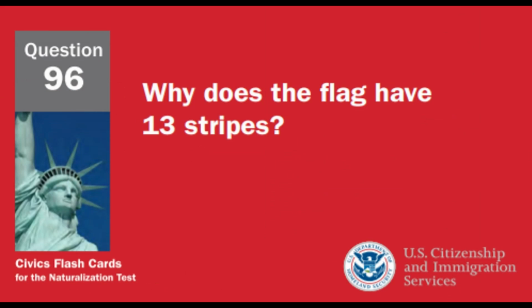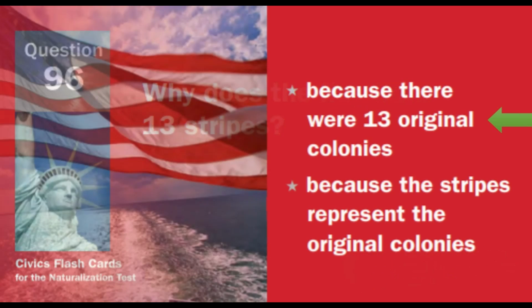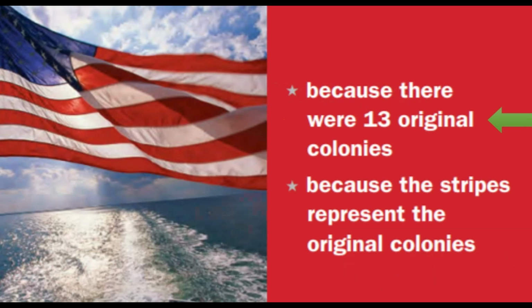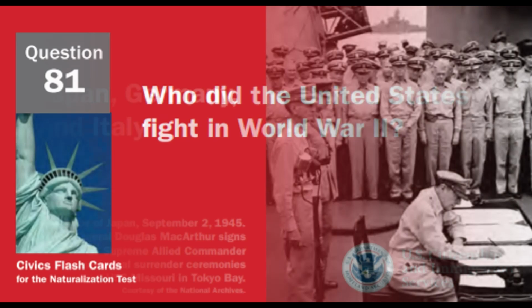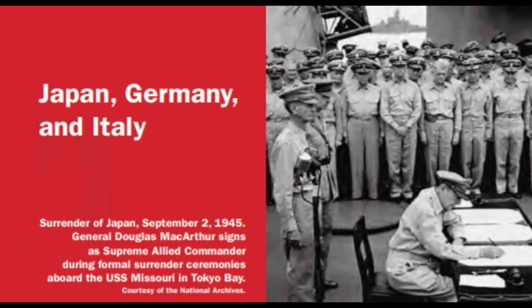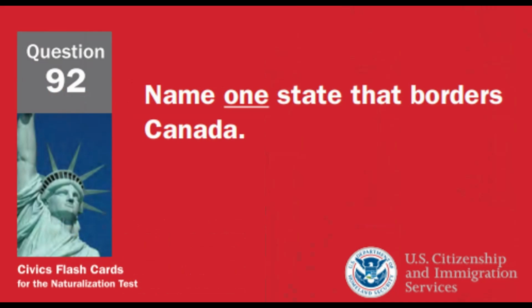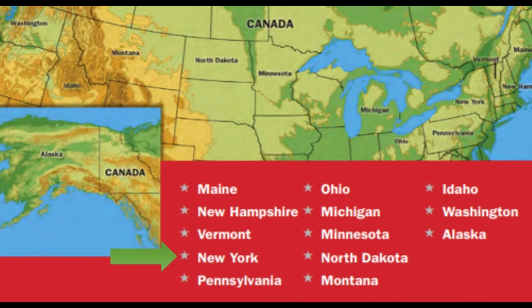Why does the flag have 13 stripes? Because there were 13 original colonies. Who did the United States fight in World War II? Japan, Germany, and Italy. Name one state that borders Canada. New York.